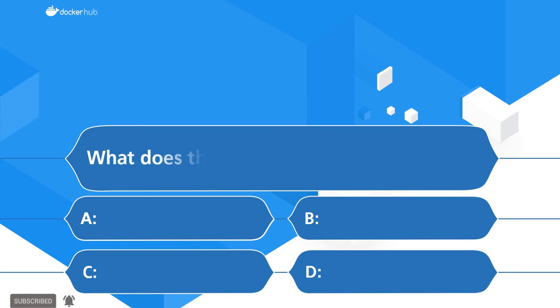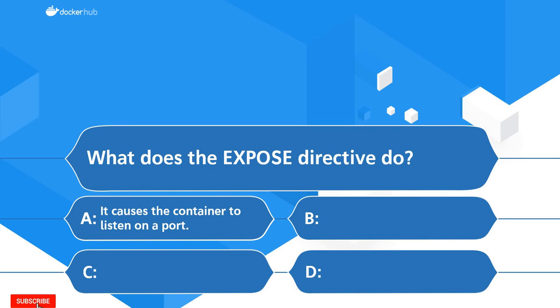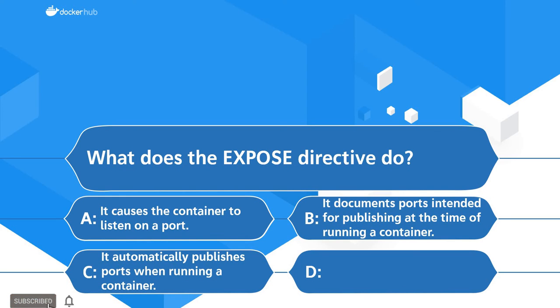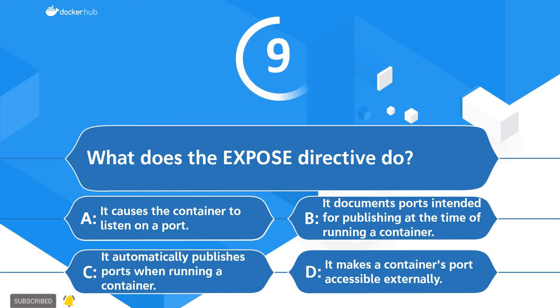What does the expose directive do? A. It causes the container to listen on a port. B. It documents ports intended for publishing at the time of running a container. C. It automatically publishes ports when running a container. D. It makes a container's port accessible externally. Your time starts now.